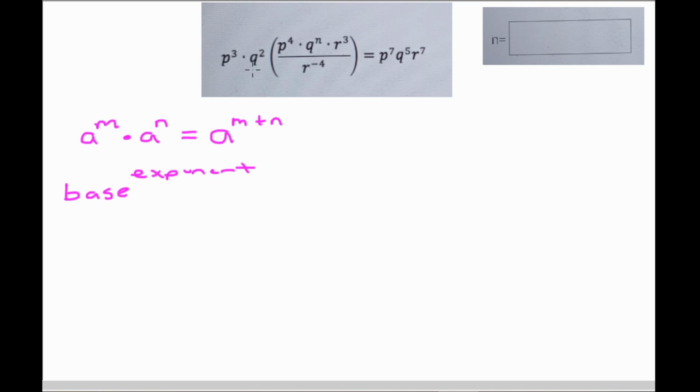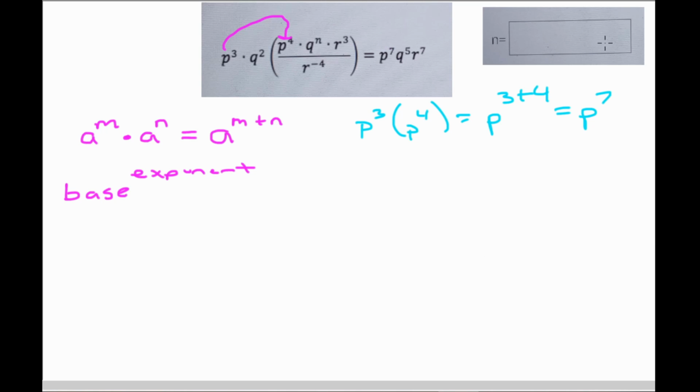So here, for example, I have P, and I'm distributing it into here. P is only going to impact the ones that have a base of P. And since I have P to the third times P to the fourth, I can just do P to the 3 plus 4 to get P to the seventh. And we can see that they have that result right here in P to the seventh.